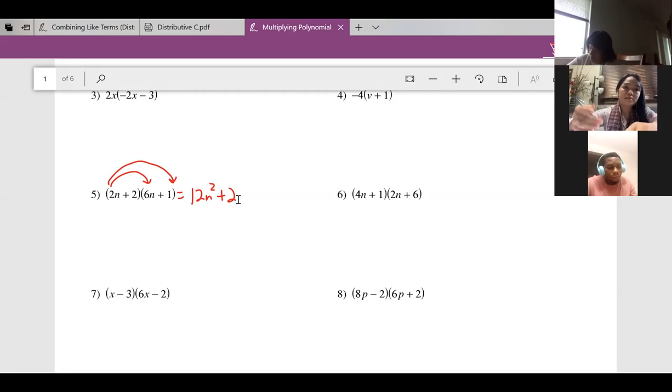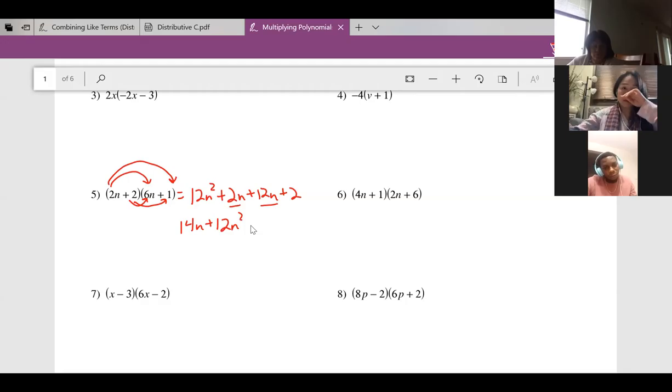Okay, so I'm looking at these first two numbers. These are not like terms because one is squared and the other one isn't. I'm going to look at the next number, 2 times 6n here. That becomes 12n. And then I have 2 times 1, and that simply becomes 2. So my like terms in this equation are just the 2n and the 12n. I can't combine the n squared because it has a different exponent, and I can't combine 2 because it doesn't have the variable n. So when I simplify this, the 2n and 12n simply become 14n. Leave 12n squared the way it is, don't change it. And then leave 2 the way it is. So this is your answer to number 5: 12n squared plus 14n plus 2.